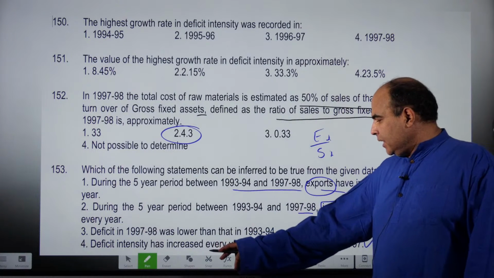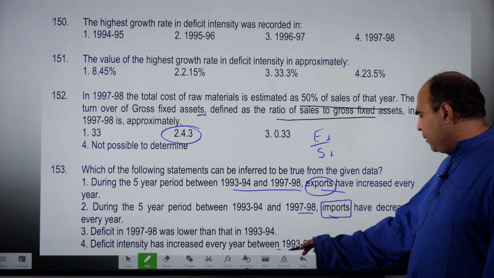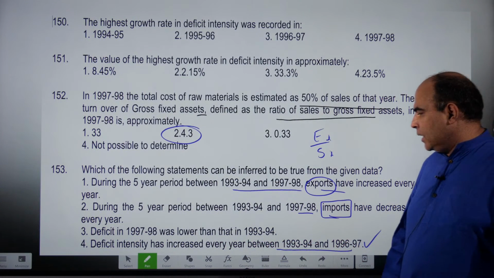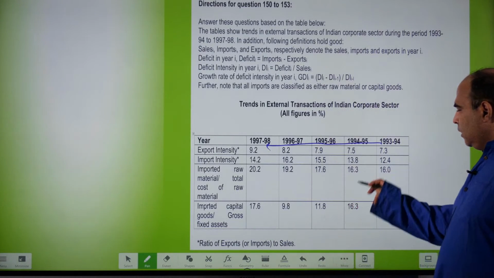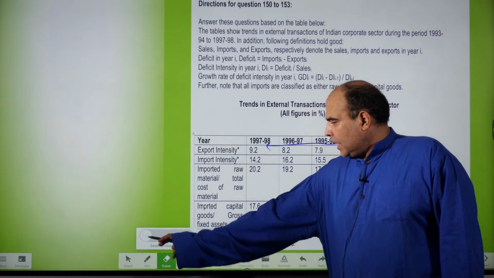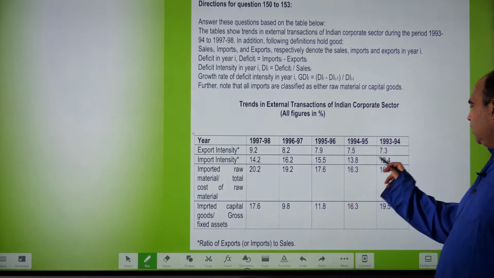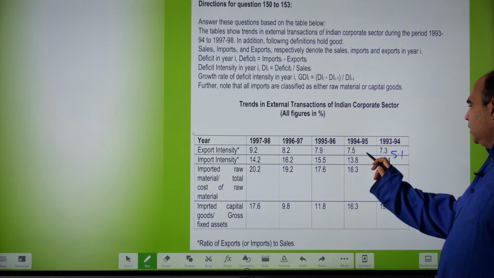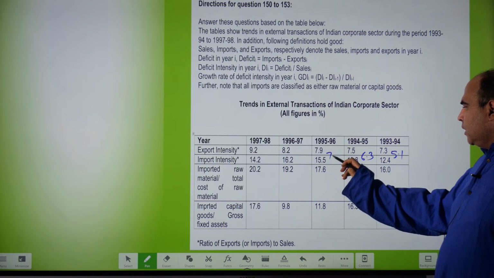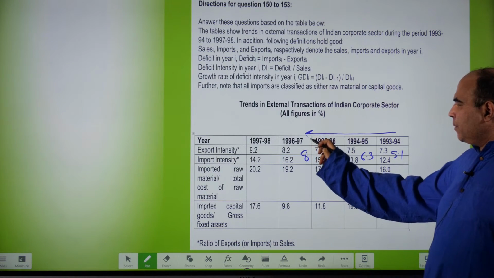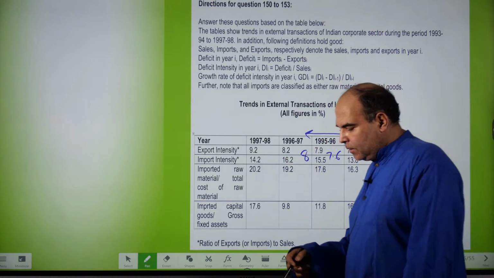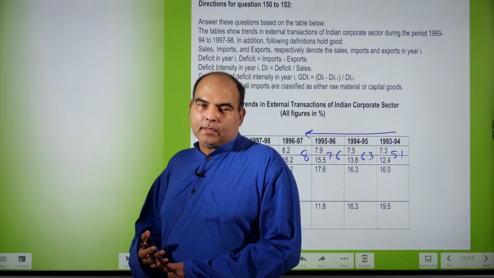Deficit intensity has increased every year between 93-94 to 96-97. This is obviously correct. It has to be. And you can see this, that deficit intensity 5.1, 6.3. We have already seen this, 7.6 and 8. So deficit intensity has increased every year between 93-94 to 96-97, and that's the correct answer in this question.